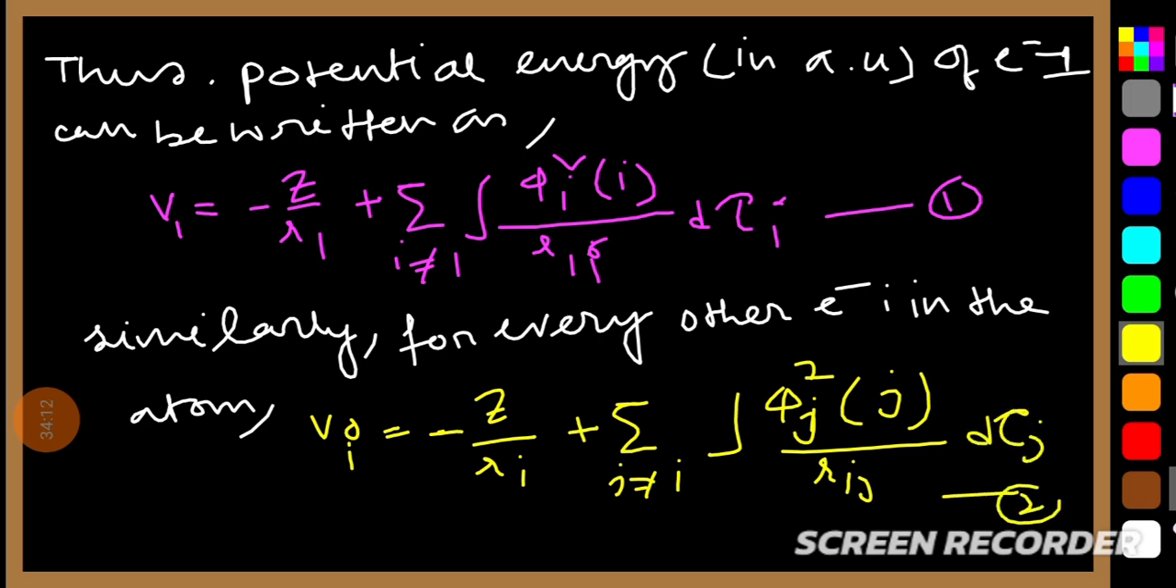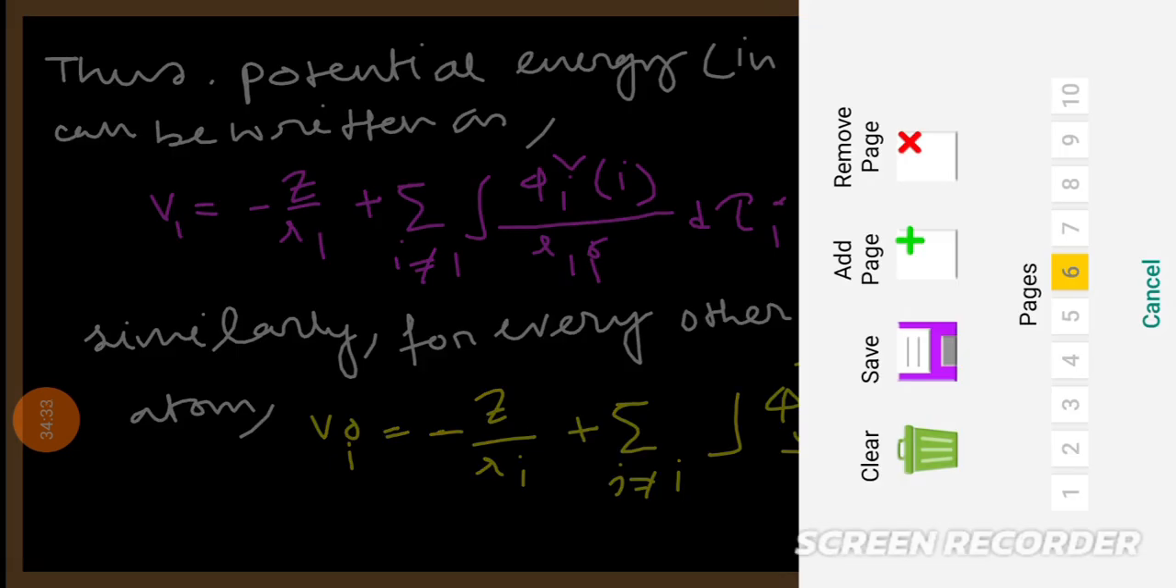This is the second equation. So V suffix I equal to minus Z by R suffix I plus summation of J not equal to I, the integral of phi J square by Rij d tau J. That is the second equation. Okay, next.